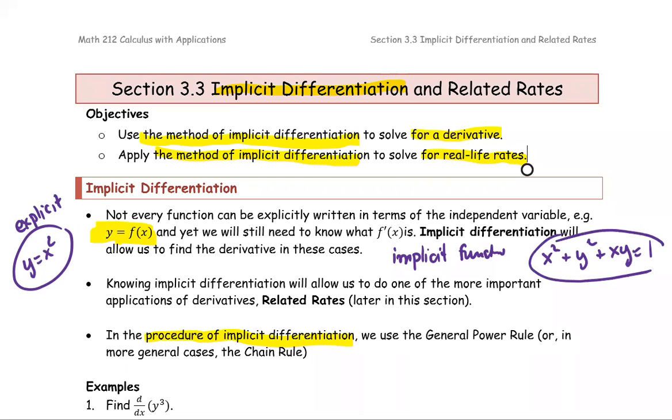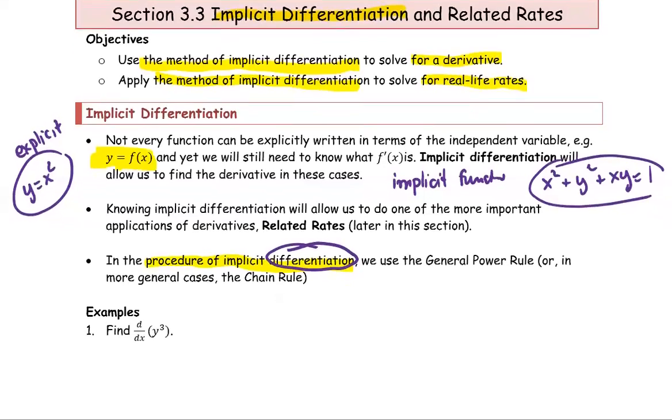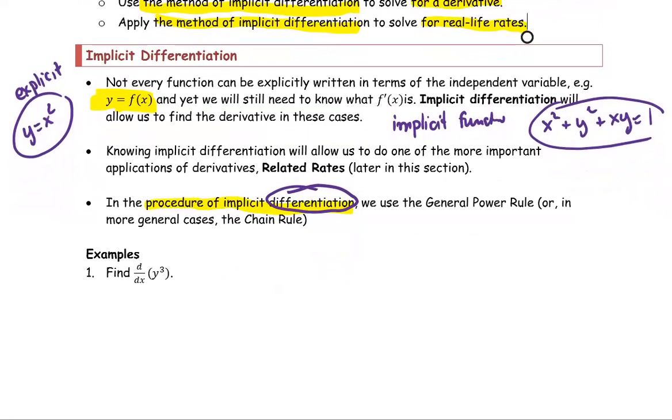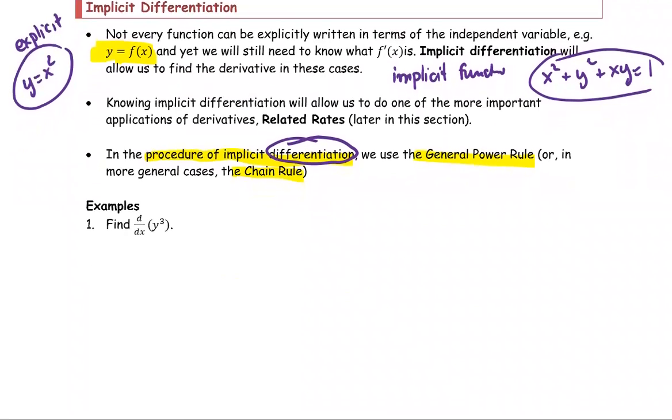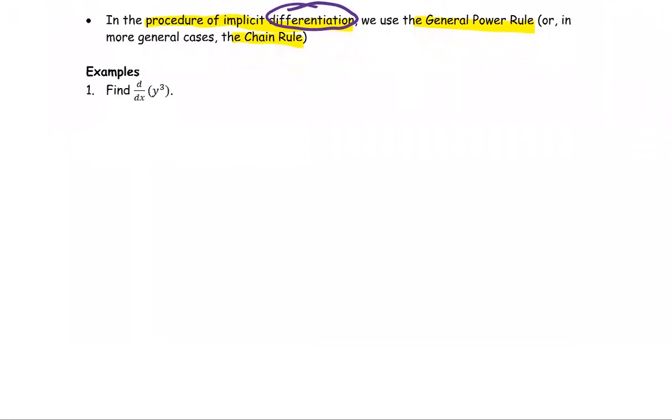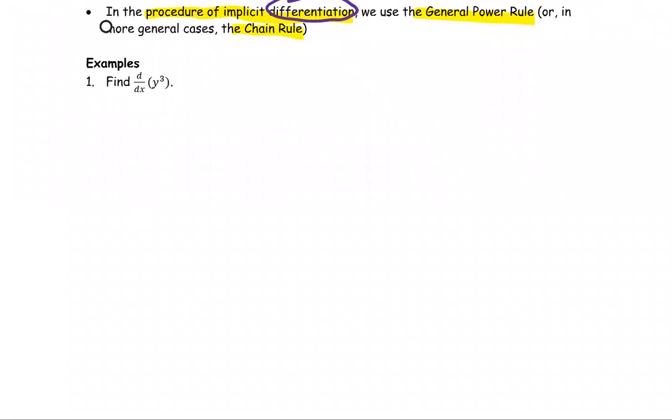And your goal is to find the derivative. The rules that we use to find the derivative during the process could be the general power rule, or the chain rule, or the product rule, or other rules that we have to use based on the terms that we have within that implicit expression. Okay, so let's see the example. For the first one, we're going to find dy by dx of y to the third power.